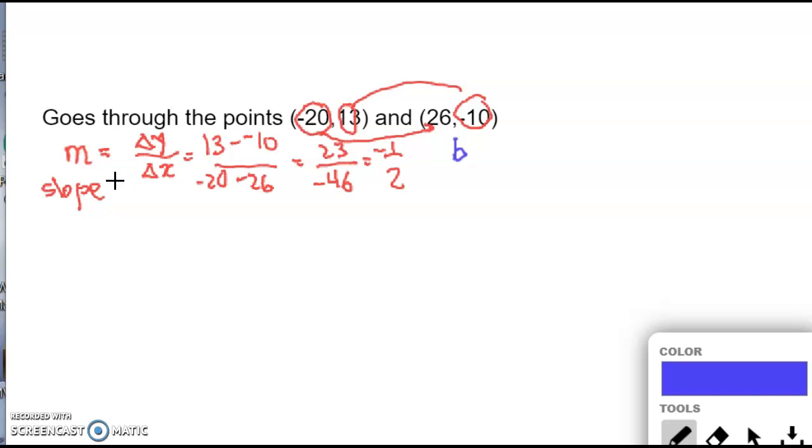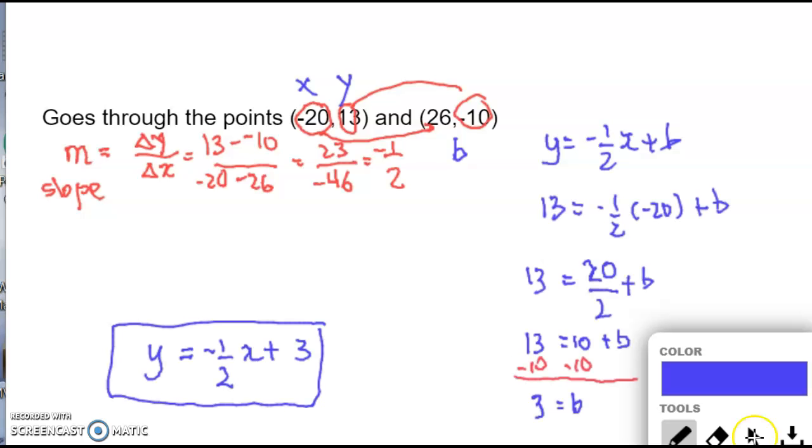Now to figure out what b is, I am going to write my equation that I have so far, negative half x plus b. And this is my x value, this is my y value, and substitute that. Okay, so I've done the work here, where I've substituted and found the b.